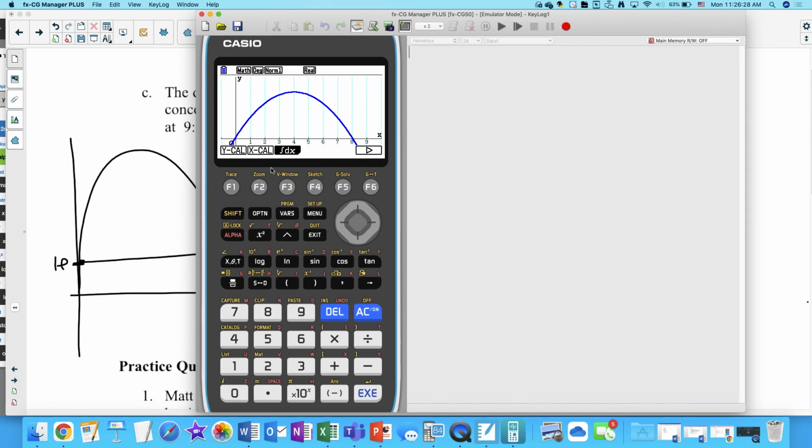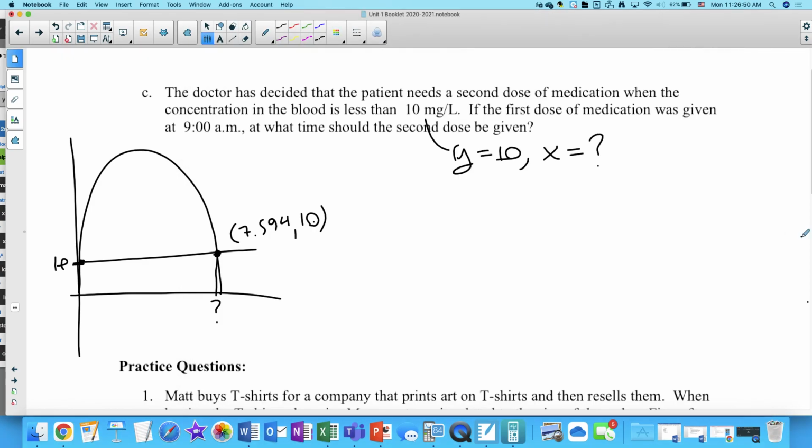Same idea, though. Okay, now, we haven't quite answered the question yet, though, because we are asked, the first dose is given at 9 a.m. What time should we give the second dose? Okay, so we need to know what is the time 7.594 hours after 9 a.m. Okay, well, hopefully the 7 hours piece is okay, right? So 7 hours is like, okay, 10 a.m. would be 1 hour, 11, 12, 1, 2, 3, 4. So it's going to be 4 something in the afternoon. Does that make sense? What we need to figure out is 0.594 hours, how many minutes is that?